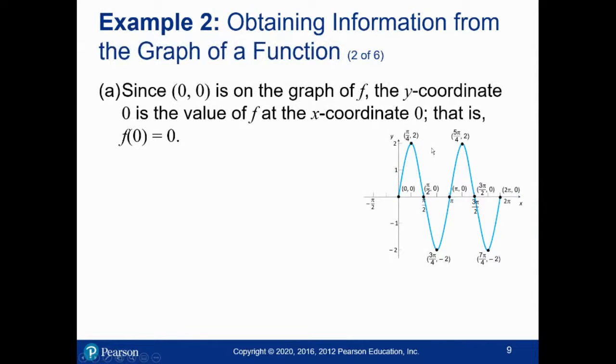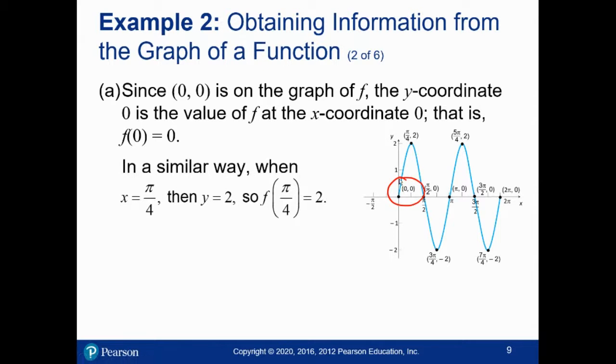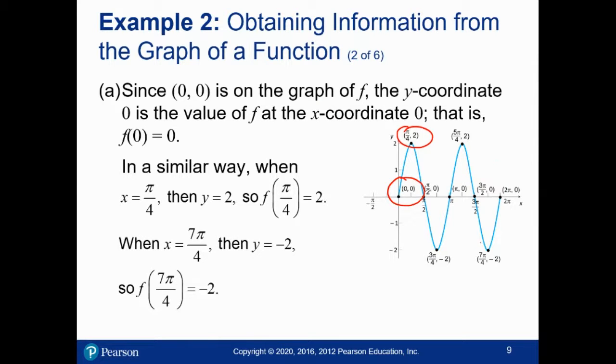What's f of 0? Well, if I plug in 0, this tells me I get out 0. So f of 0 is 0. Similarly, if I plug in pi over 4, I get out 2. That tells me f of pi over 4 is 2. If I plug in 7 pi over 4, I get out minus 2. f of 7 pi over 4 is minus 2.